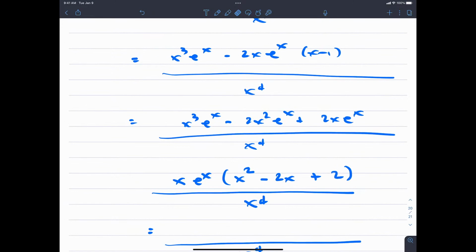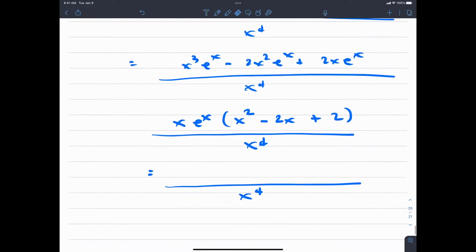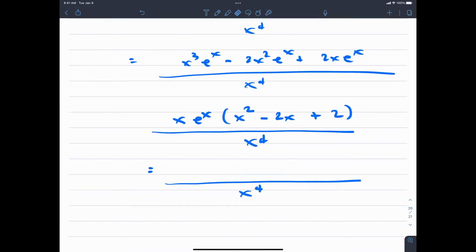X cubed e to the x minus 2x squared e to the x plus 2x e to the x. And we factor out the x e to the x. X squared minus 2x plus 2. Okay.